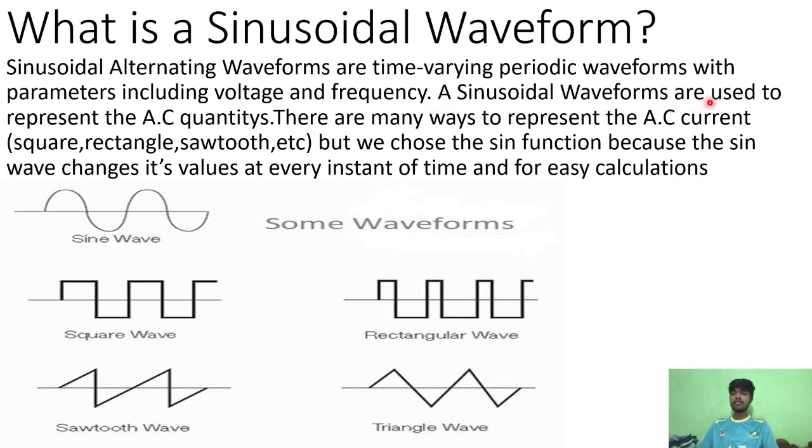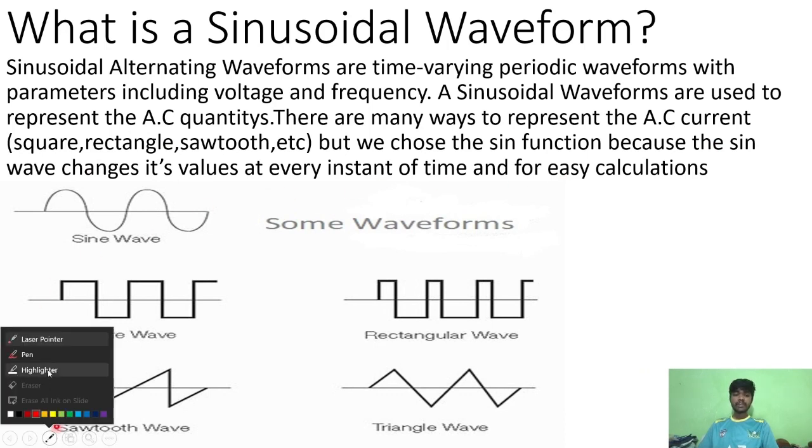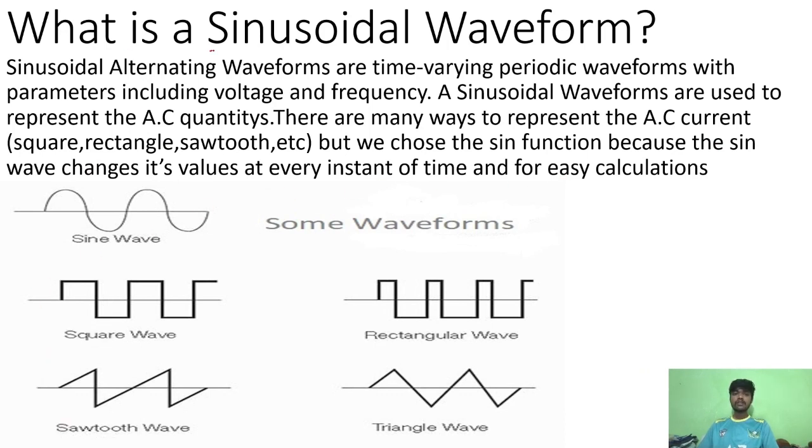Sinusoidal waveforms are used to represent the AC quantities. There are many ways to represent the AC current, like square, rectangular, sawtooth, etc. But we choose the sine function because the sine wave changes its value at every instant of time and for easy calculations. So a sinusoidal waveform is used to represent the AC quantities.